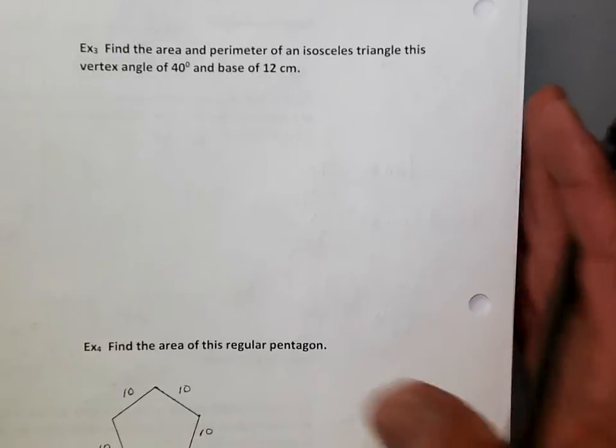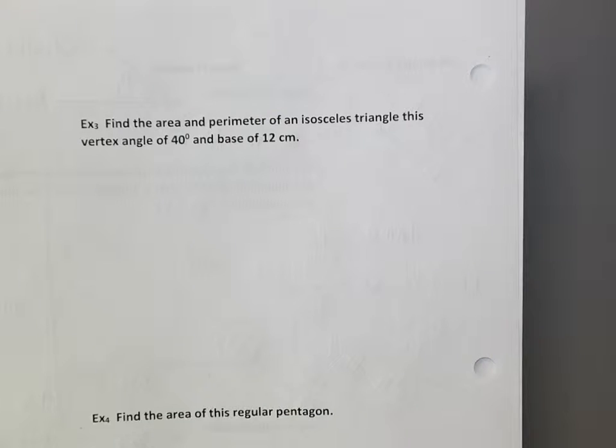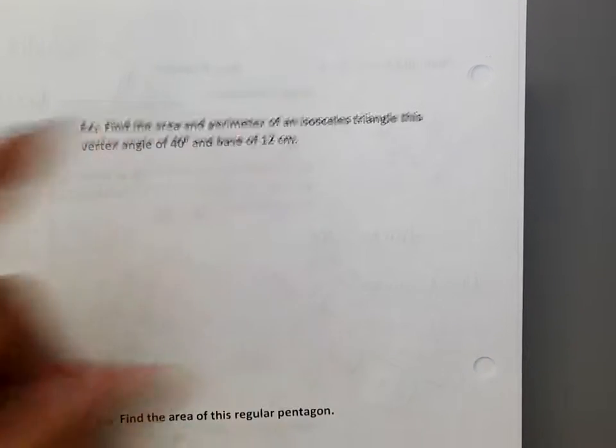Okay. Example 3. Find the area and perimeter of an isosceles triangle with a vertex angle of 40 degrees and a base of 12. So let's draw a picture.